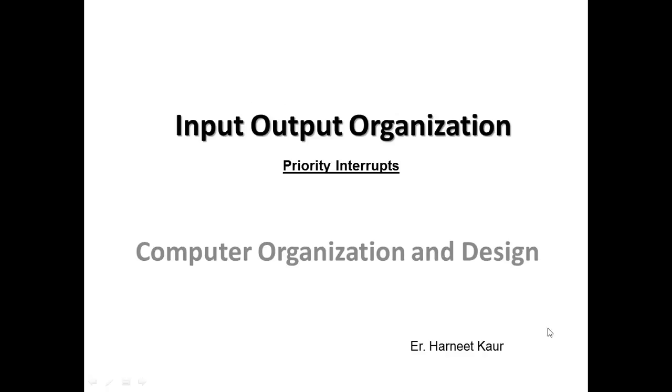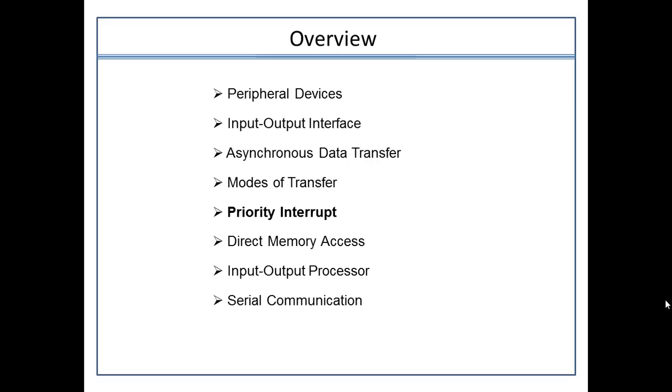Hello, friends. In the series of learning computer organization and design, today we are going to focus on priority interrupts. This is the entire agenda of the chapter. We have already covered the topics of peripheral devices, input output interface, asynchronous data transfer, modes of transfer, and also direct memory access, just because it was part of the modes of transfer. Today we are focusing entirely on priority interrupts.